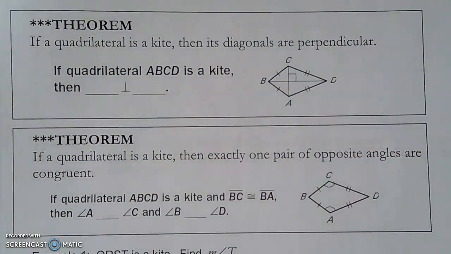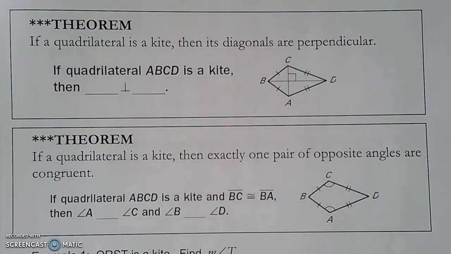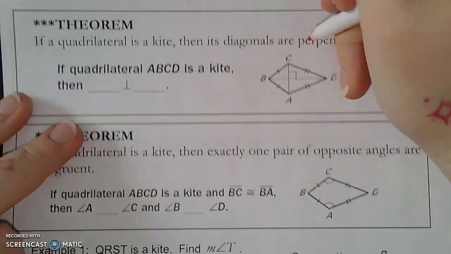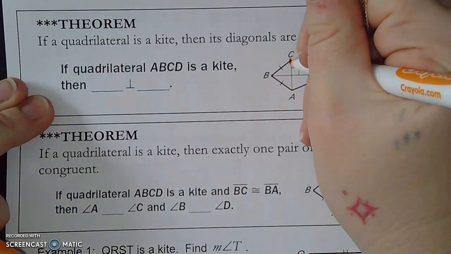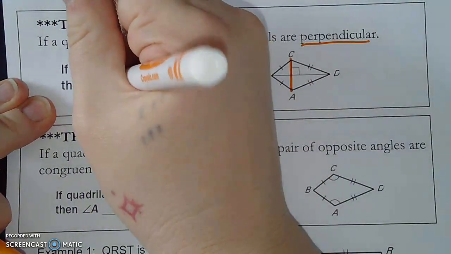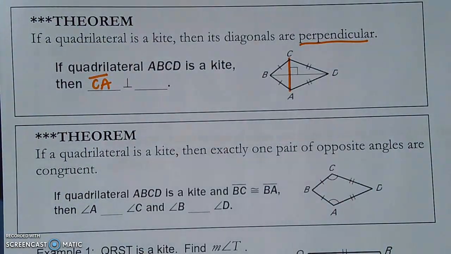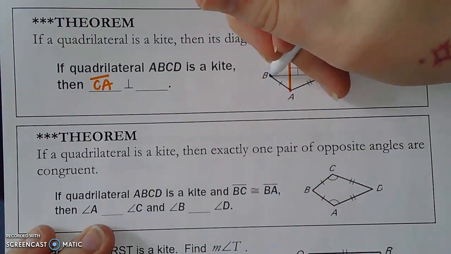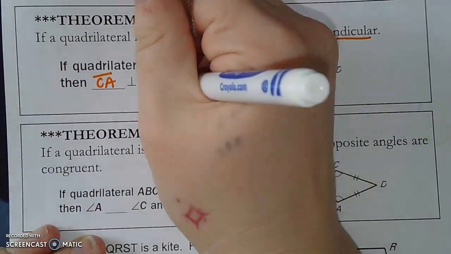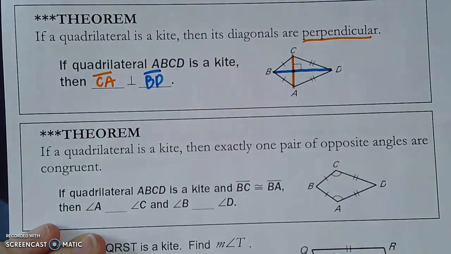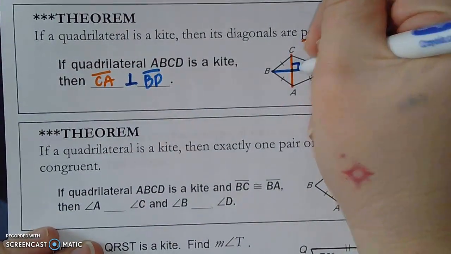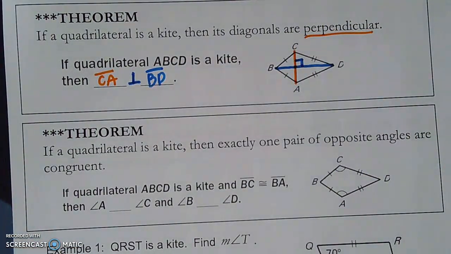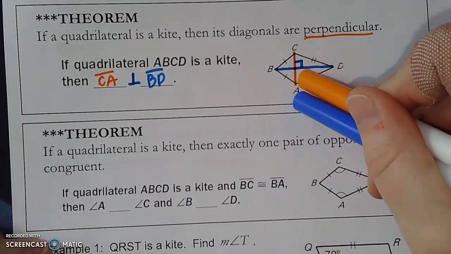So the first theorem: if a quadrilateral is a kite, then its diagonals are perpendicular. We've seen this before for other quadrilaterals. We see this diagonal, CA, would be perpendicular to this diagonal, BD. Couple important symbols: the upside down T and the square in the corner are both showing us a 90-degree angle. So that is important to note.